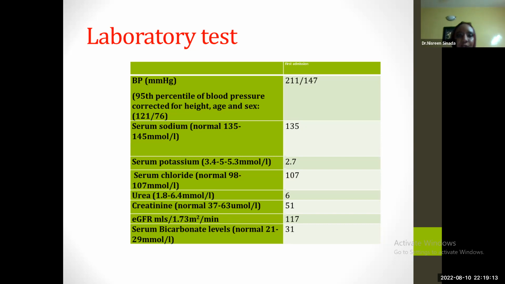So what is your thought about this patient? This patient has metabolic alkalosis, hypokalemic metabolic alkalosis with high blood pressure. What is your thought about this patient? Okay, someone wrote tubulopathy. Yeah, it is.